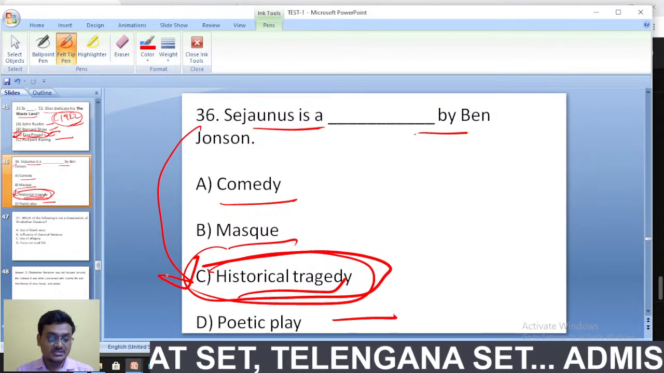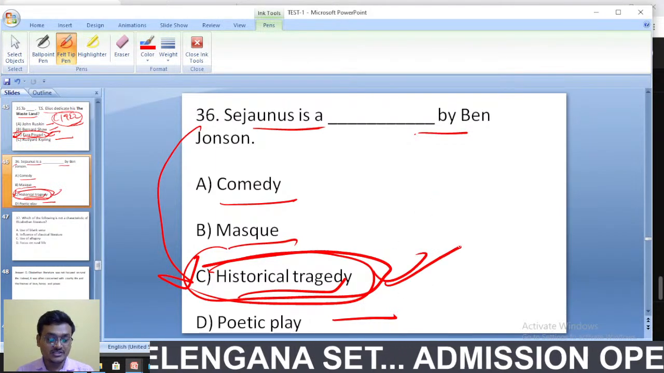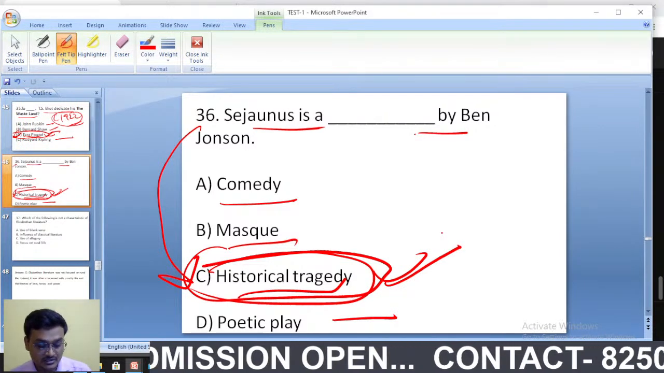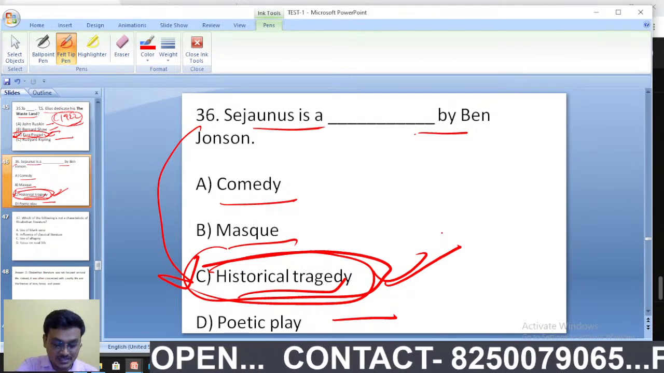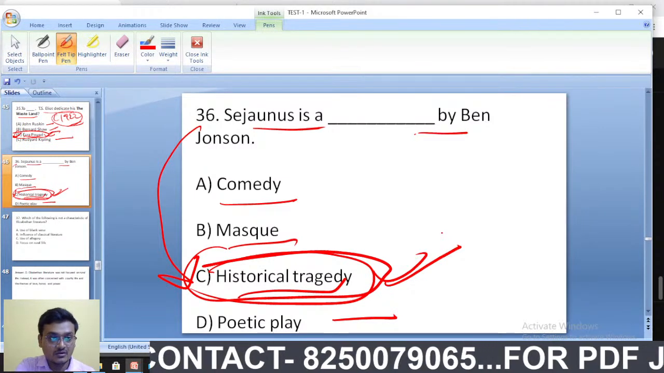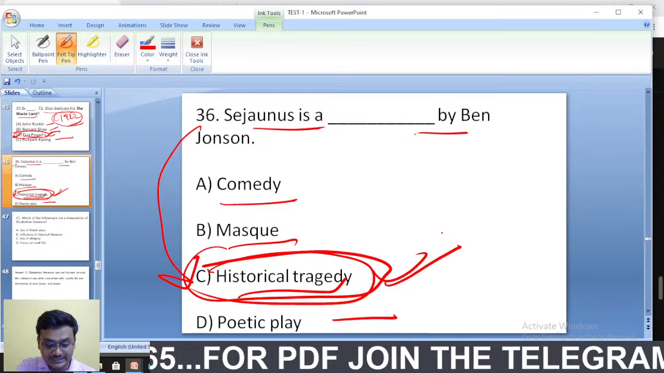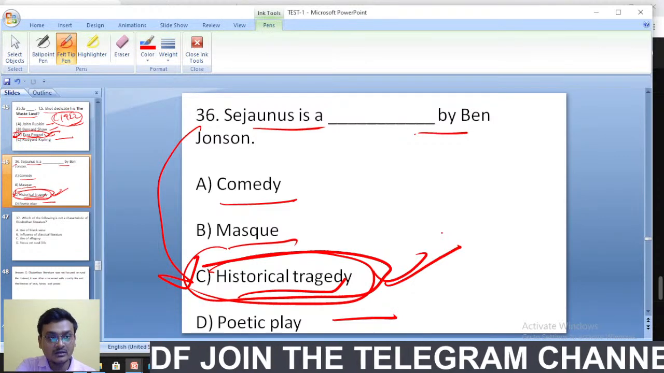So Cygnus is actually Ben Jonson's historical tragedy. Are you there, Sujit? Cygnus is a historical tragedy, and Ben Jonson has written it.